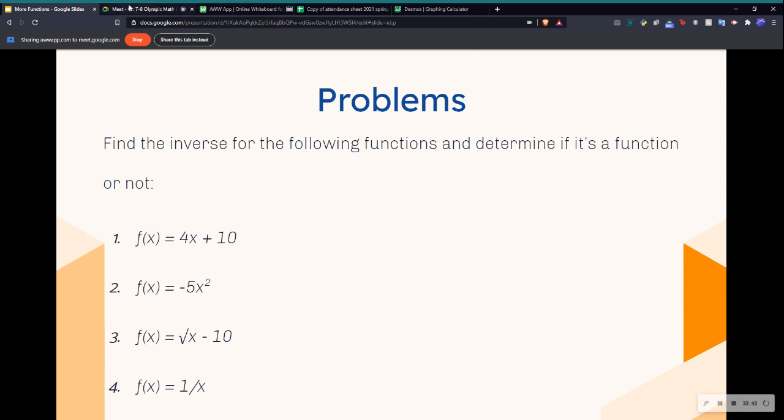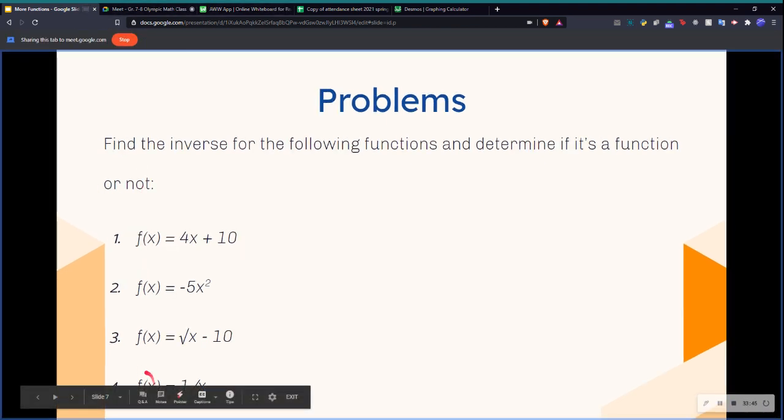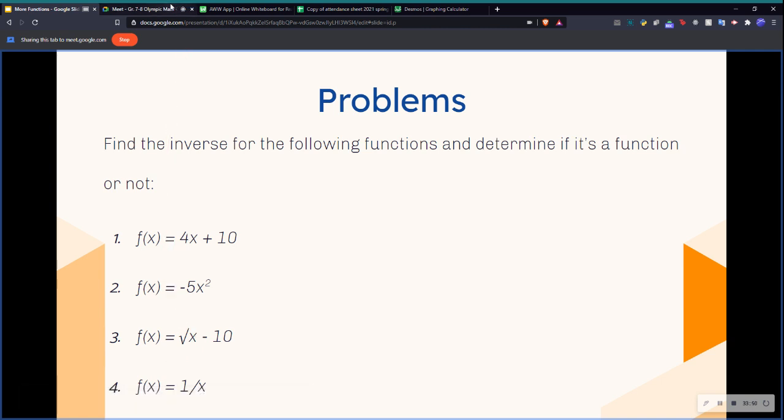Let's go back to the last question. So, number 4. f of x is equal to 1 over x. Did someone get an answer for that?